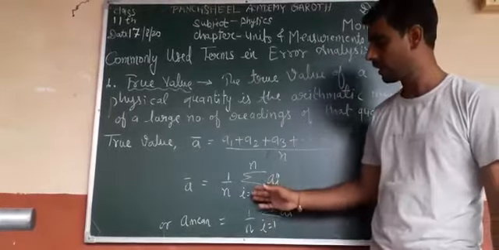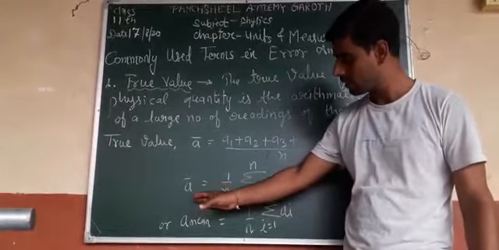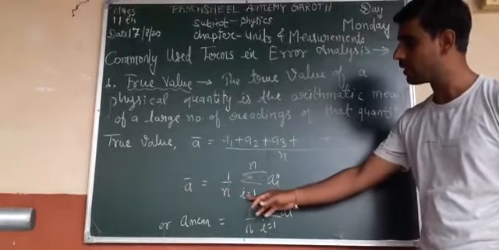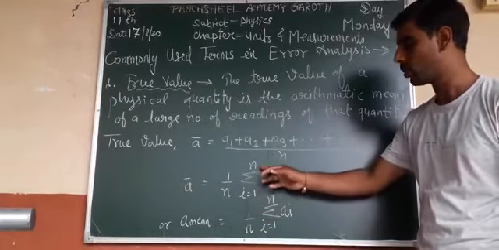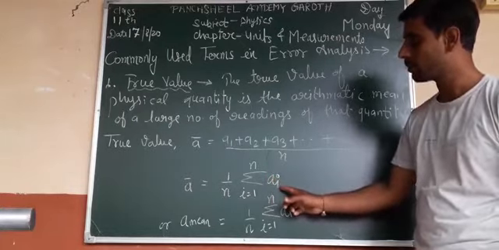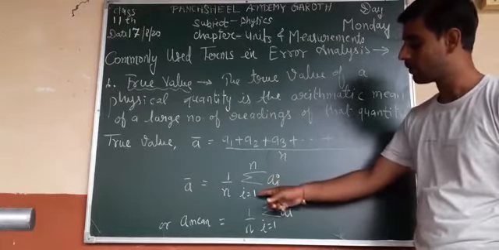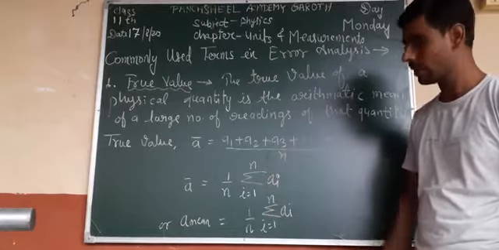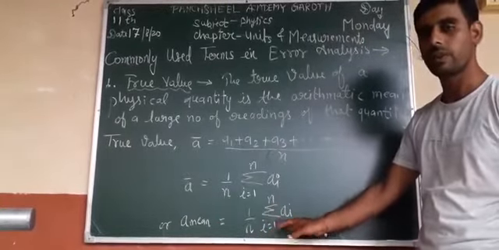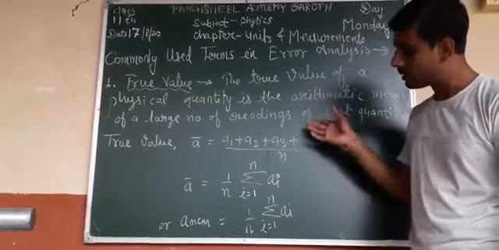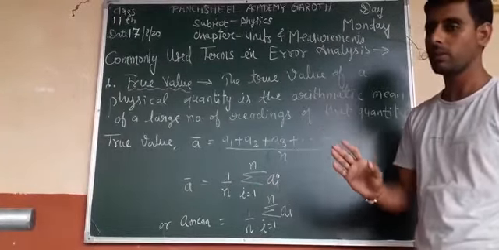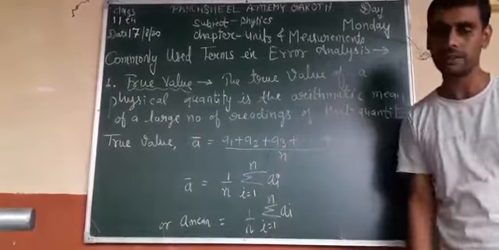Or we write in short, A bar equals 1 by n summation of i varying from 1 to n, Ai. Ai means we put the value of the readings in place of 1, 2, 3, 4, whatever the quantity. Or A mean equals 1 by n summation of i varying from 1 to n, Ai. So this is the formula to calculate the true value of the quantity, that is, take the average. Please write.